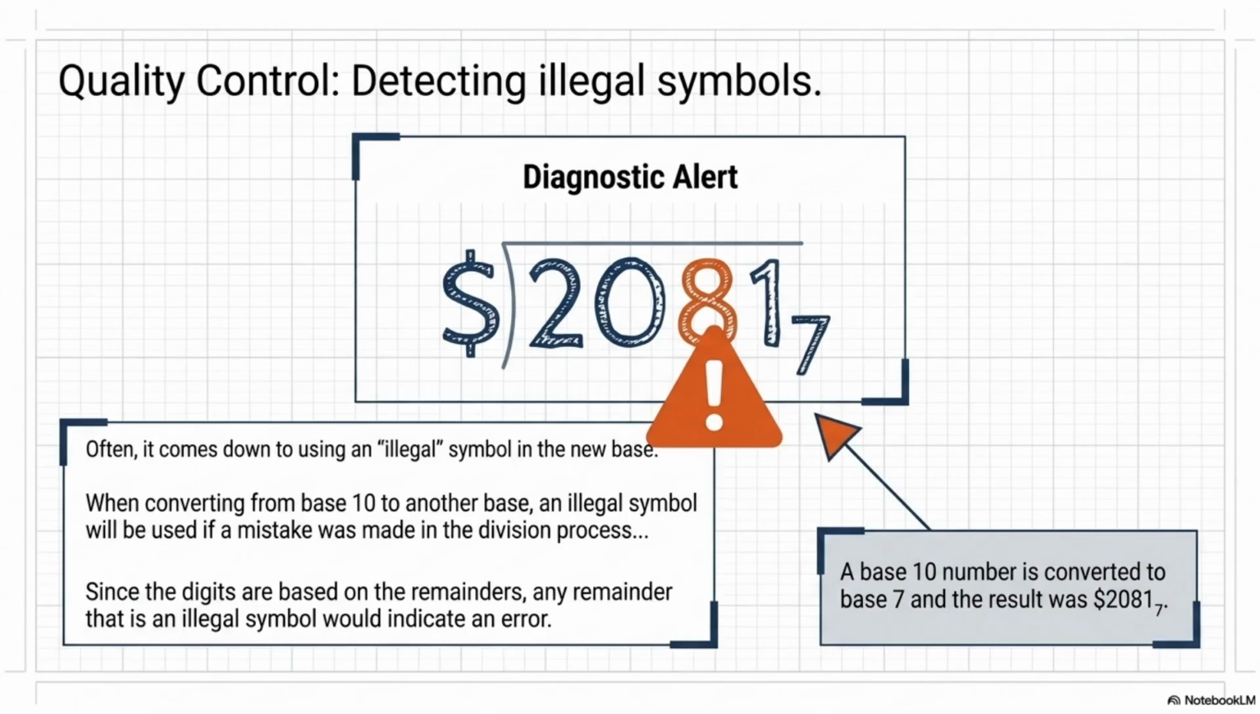They are illegal symbols. So if you convert a number to base 4 and your final answer is written as 3702, you don't even need to recheck your math to know you failed. The presence of that 7 proves you made a division error somewhere. It literally cannot exist. That's a brilliant quick check. I like that. What is the second rule?